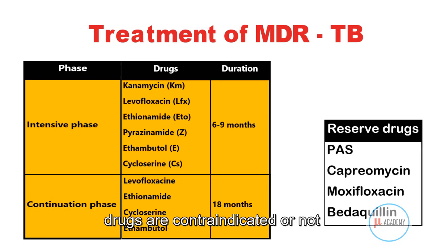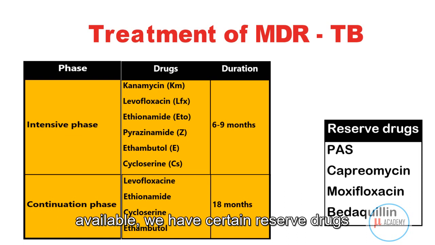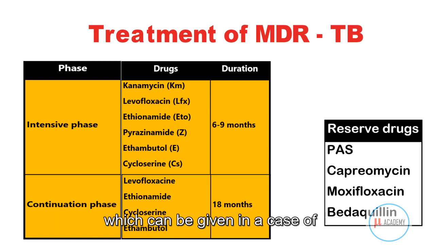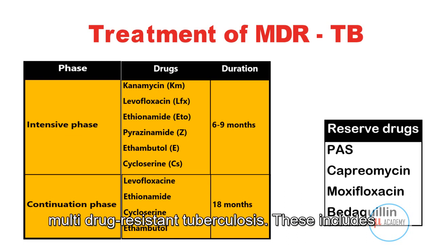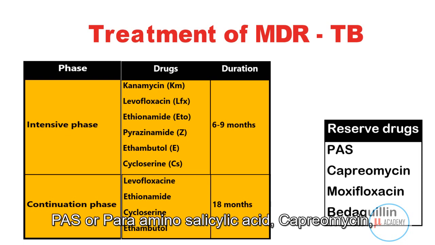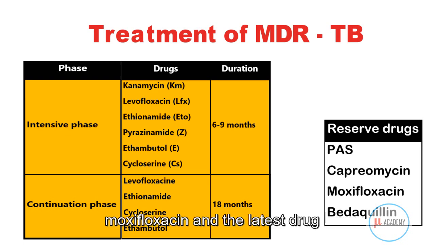If some of these drugs are contraindicated or not available, we have certain reserved drugs which can be given in a case of multi-drug resistant tuberculosis. These include PAS or para-aminosalicylic acid, capreomycin, moxifloxacin, and the latest drug which has been added is bedaquiline.